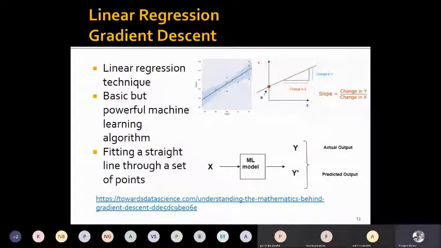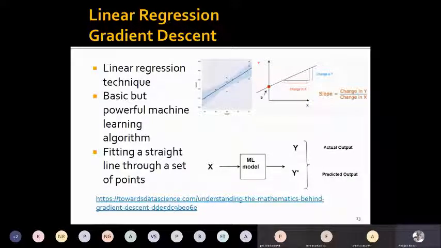And just to remind you of the equation of a straight line: y equals mx plus c. m is known as the slope. Here you can see it is the change in y divided by the change in x. And c, or b, here it is written b, is known as the intercept. That means where the line is cutting the y-axis.